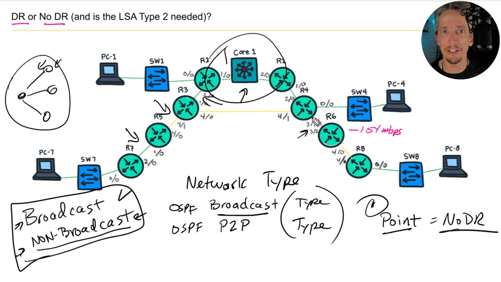So what does a full adjacency mean? It means that we are going to care about each other. We are going to track each other. We are going to send updates to each other if things change. And we are going to synchronize our link state database. We're going to synchronize the LSAs we've learned about in this thing called a link state database with that neighbor. That's what it means. Okay, so that's the question of DR or no DR. It's all based on the network type.